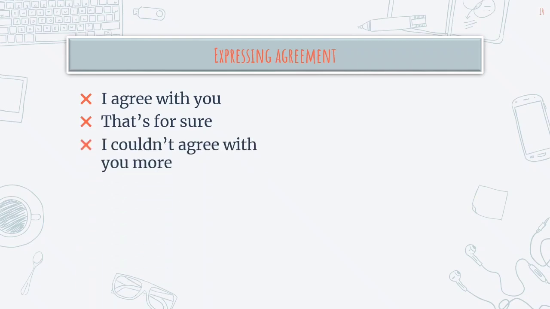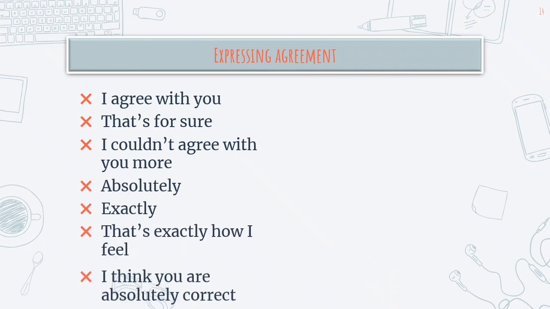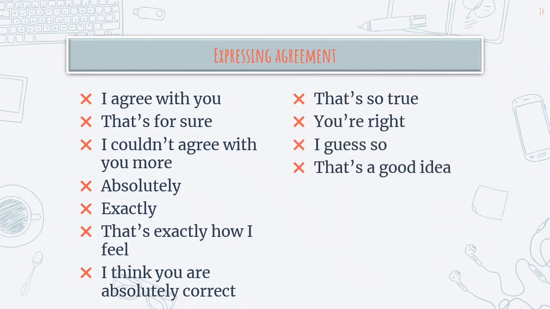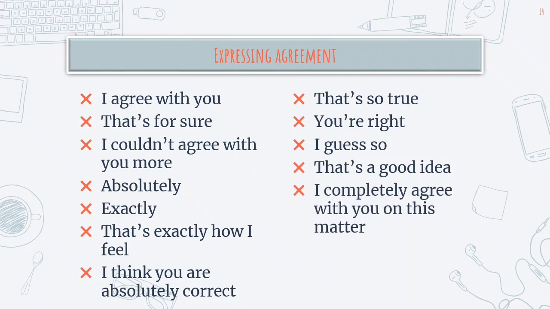Now let's learn the expressions of agreement. I agree with you, that's for sure. I couldn't agree with you more, absolutely, exactly, that's exactly how I feel. I think you are absolutely correct. That's so true. You are right. I guess so. That's a good idea. I completely agree with you on this matter. I'm in total agreement.